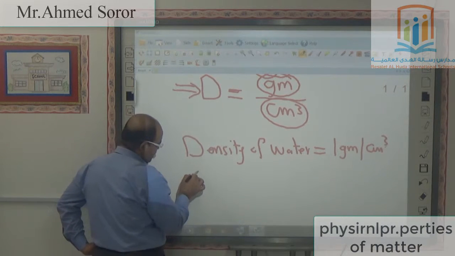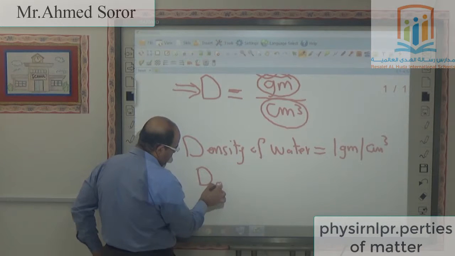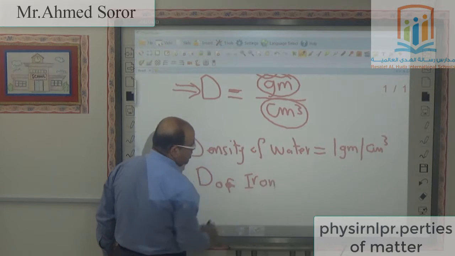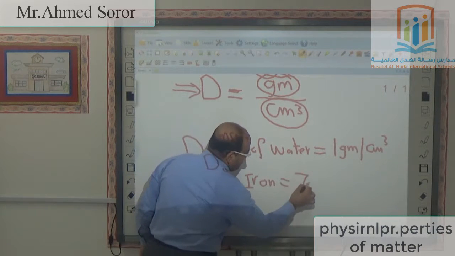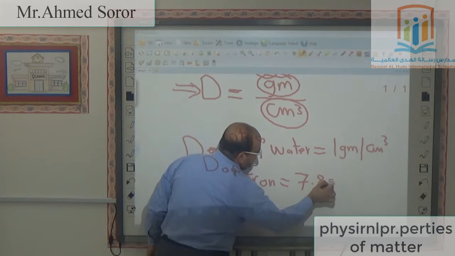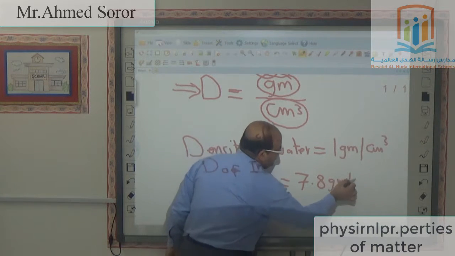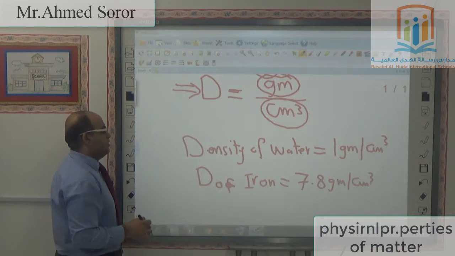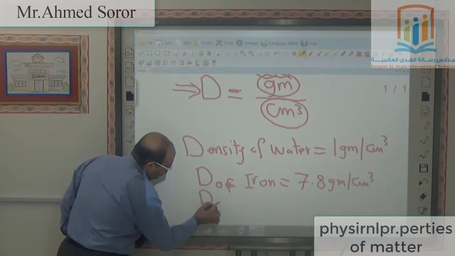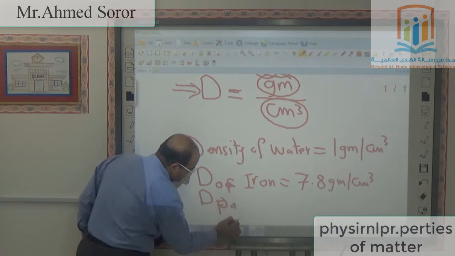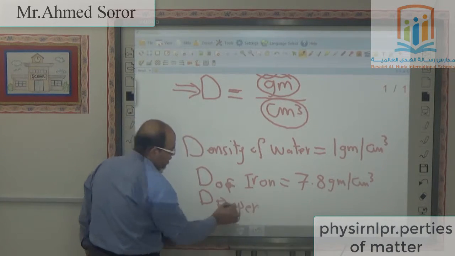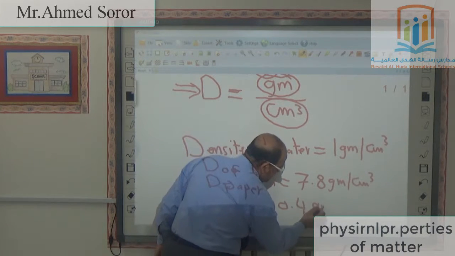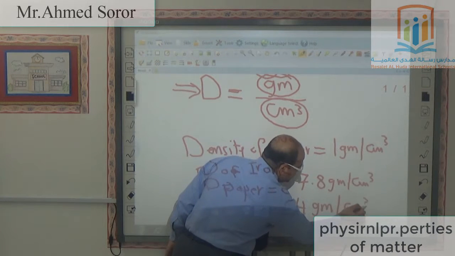If you know that the density of iron, D of iron, equals 7.8 gram per cubic centimeter, and the density of paper equals 0.4 gram per cubic centimeter.